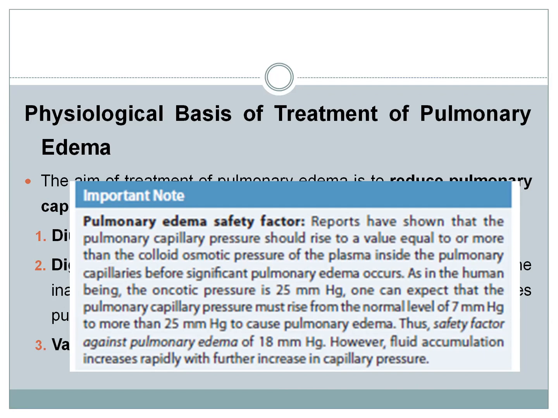However, fluid accumulation increases rapidly with further increase in capillary pressure. So these things again you have to keep in mind. Yes, of course, there is a safety factor of 18 millimeters of mercury, but once it has started to increase, it will increase very rapidly. So it doesn't mean that you are safe in this zone and don't have to treat the patient rapidly. It doesn't mean that, but this is the body's safety factor.